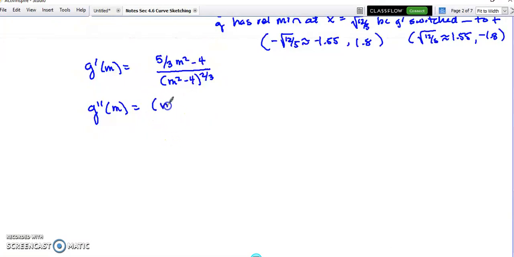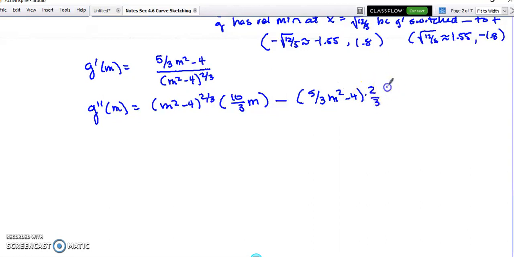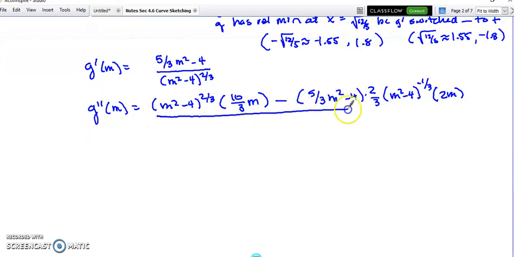So we would do our low d high, which is going to give me 10/3 m minus your high, 5/3 m squared minus 4. Low d high minus high d low, so times 2/3 m squared minus 4 to the negative 1/3 times derivative of the inside times m, remember your chain rule, all over your low squared, so we'll do that to the 4/3, right?